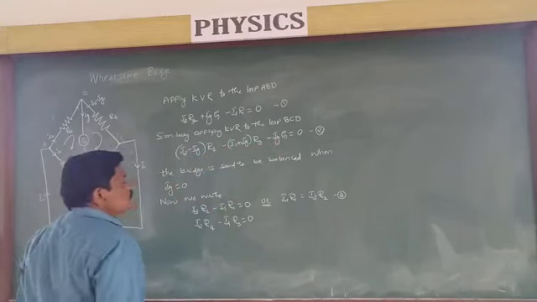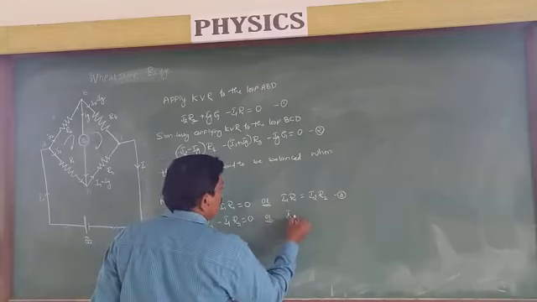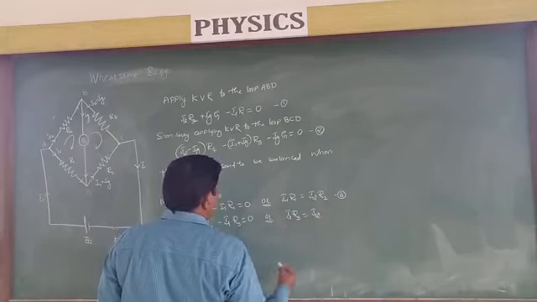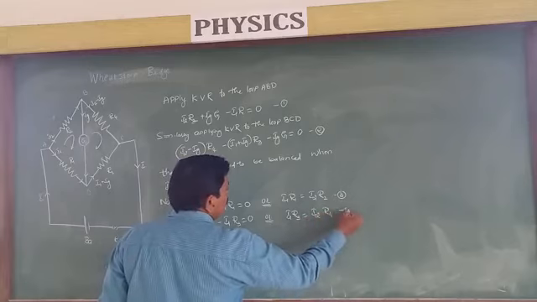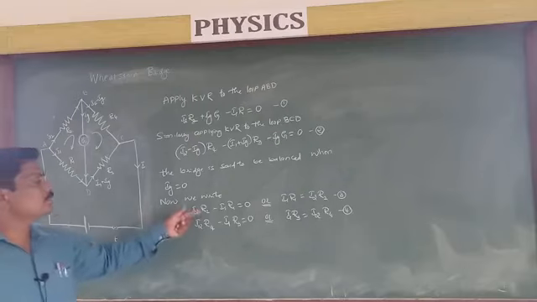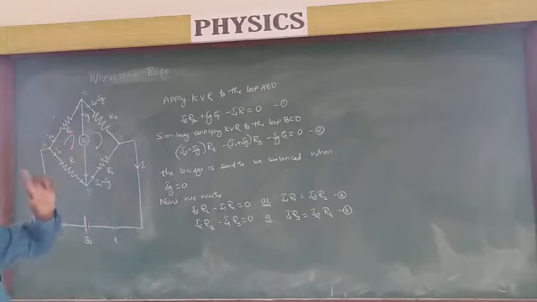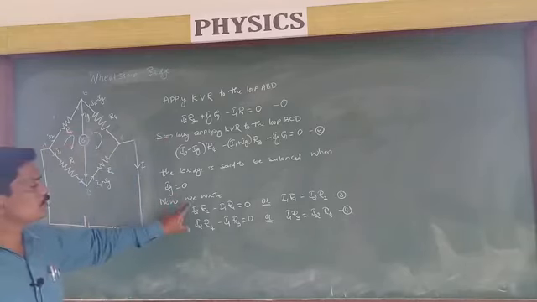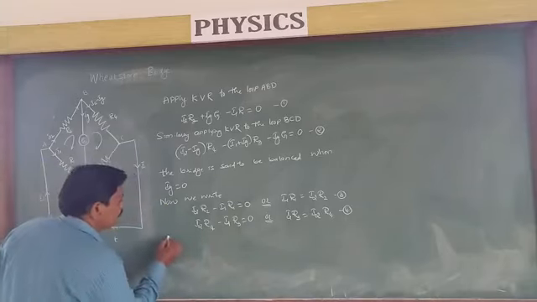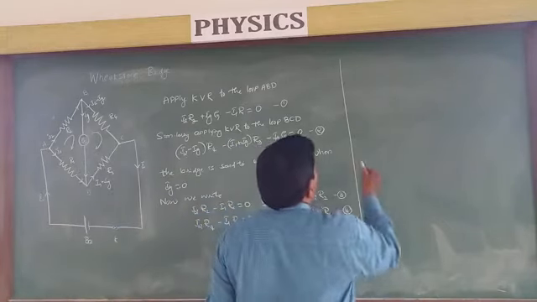Is it clear? So, or we can write this as I1 into R3 equal to I2 into R4. Is it clear? Okay. So these equations we get only when Ig is equal to 0, otherwise we are getting these two equations only. Clear? Okay. So this condition is for the balanced condition.